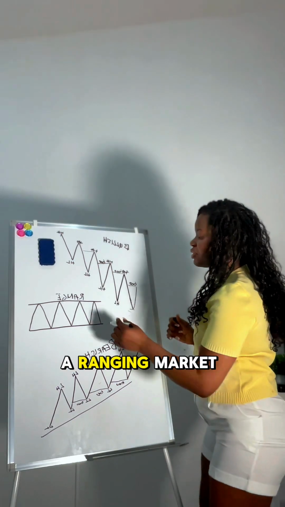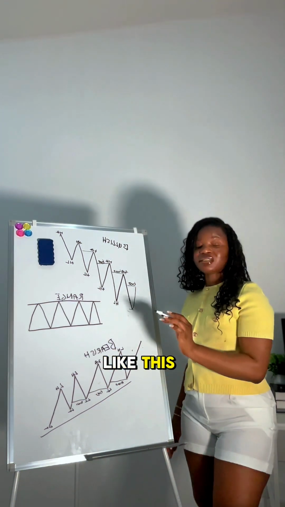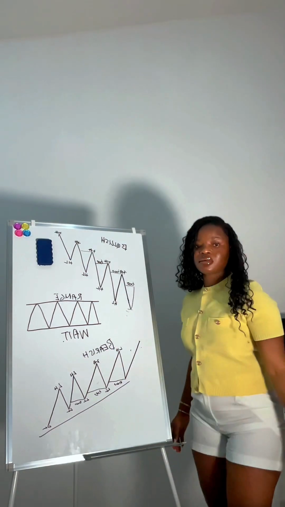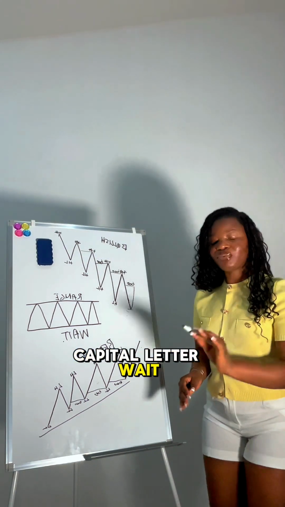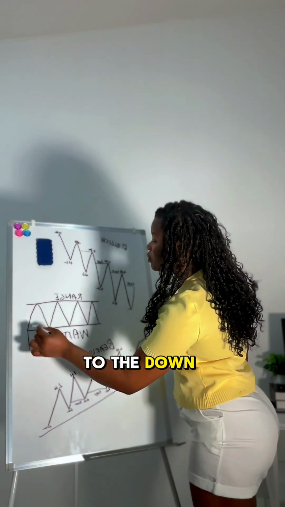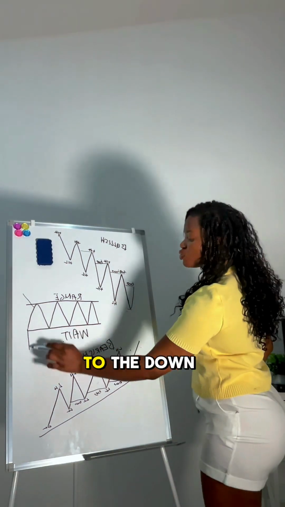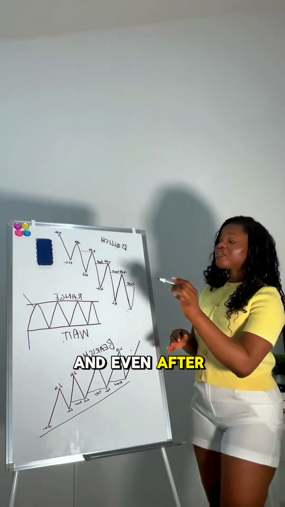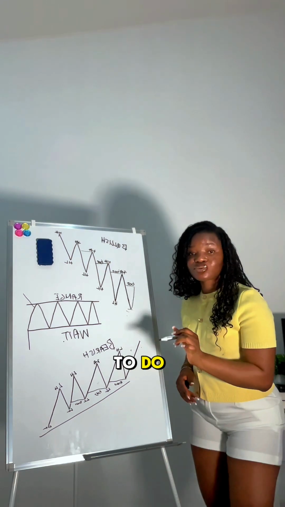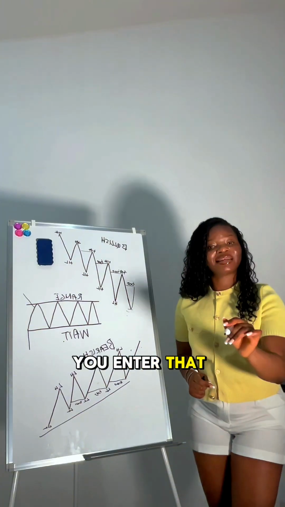All right, so we have a ranging market. And what do we do when the market is ranging? If you see the market like this, what do you want to do? Wait. Very simple, capital letter WAIT. If the market is ranging like this, wait until you see a break to the downside or to the upside. You're not trading until you see that price broke down or up. And even after price has broken, you want to wait and see what the market is going to do after that break. Don't rush into it because the market just broke. Wait to get a confirmation before you enter that trade.